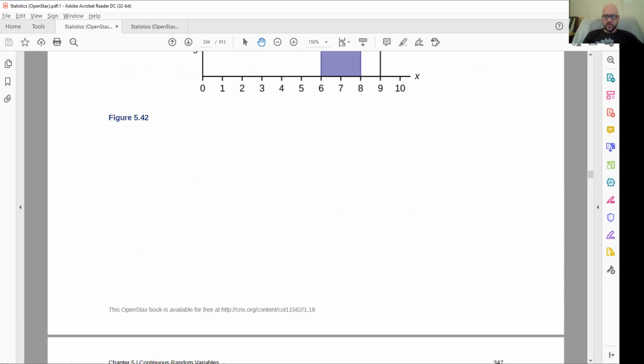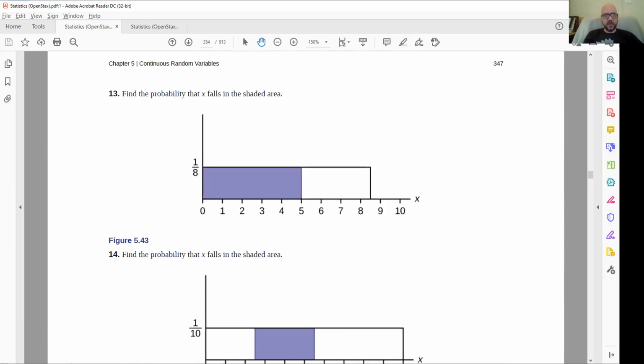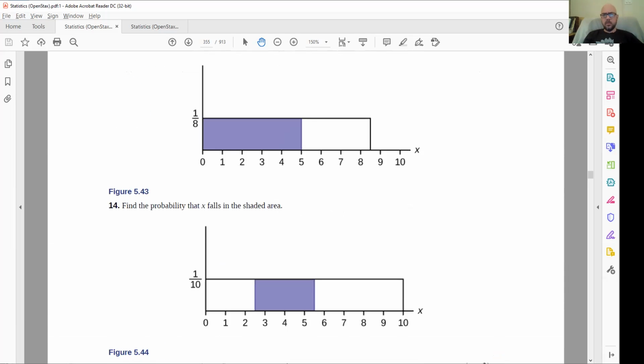Let's see what else we got. I should just use the arrow keys. My trackpad is betraying me here. What else do we do? 12, 13, 14? Yeah, okay.